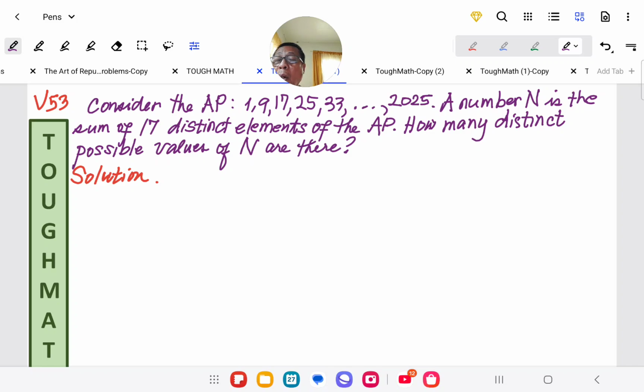So here is our problem for today. Consider the arithmetic progression 1, 9, 17, 25, 33, and so on until 2025. A number n is the sum of 17 distinct elements of the arithmetic progression. How many distinct possible values of n are there? Okay.